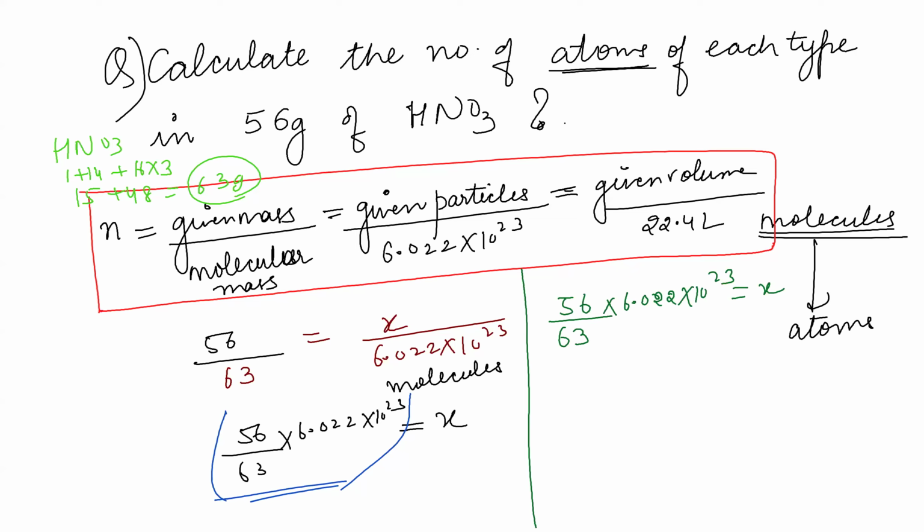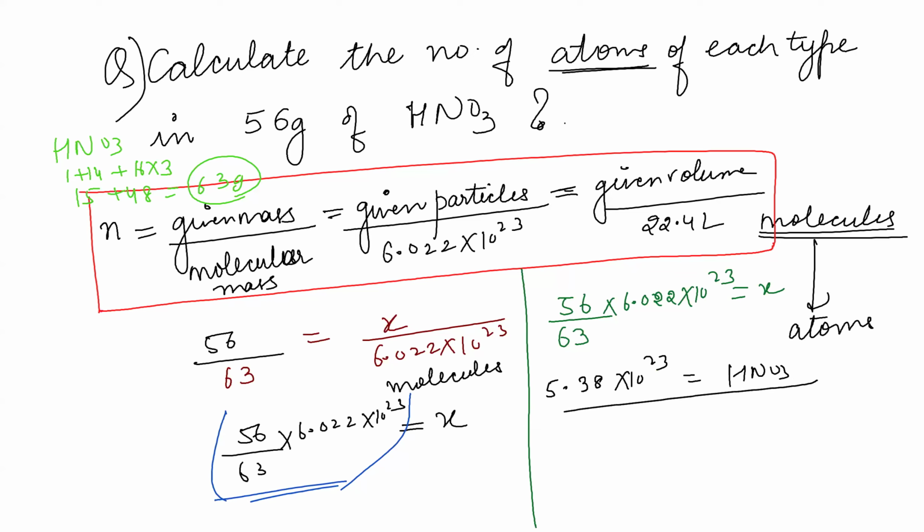Are we understanding? Solve. Then divided by 63. I got 5.352888889 times 10 to the power 23. Perfect. So these many molecules of HNO3.